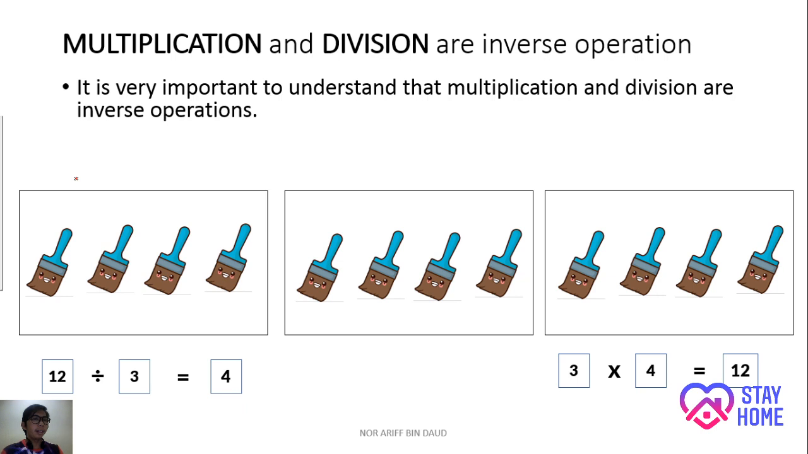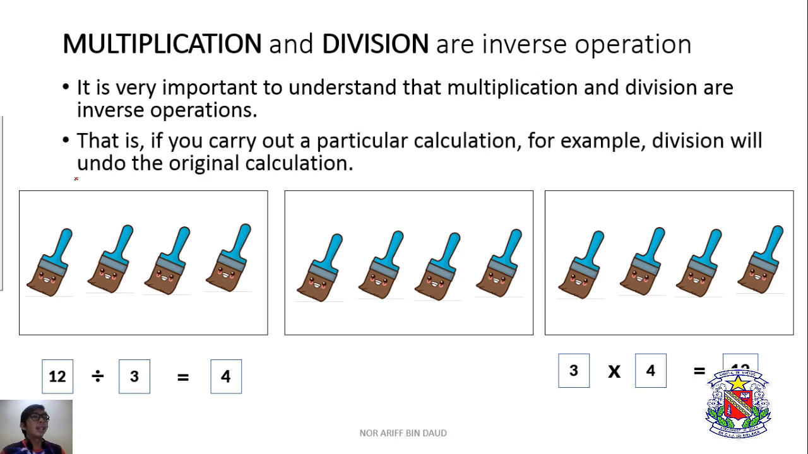It is very important to understand that multiplication and division are inverse operations. That is, if you carry out a particular calculation, for example, division will undo the original calculation. For example, let me see the paintbrushes here. Now we have 3 groups of paintbrushes and all paintbrushes here we have 12. So 1, 2, 3, 4, 5, 6, 7, 8, 9, 10, 11, and 12.